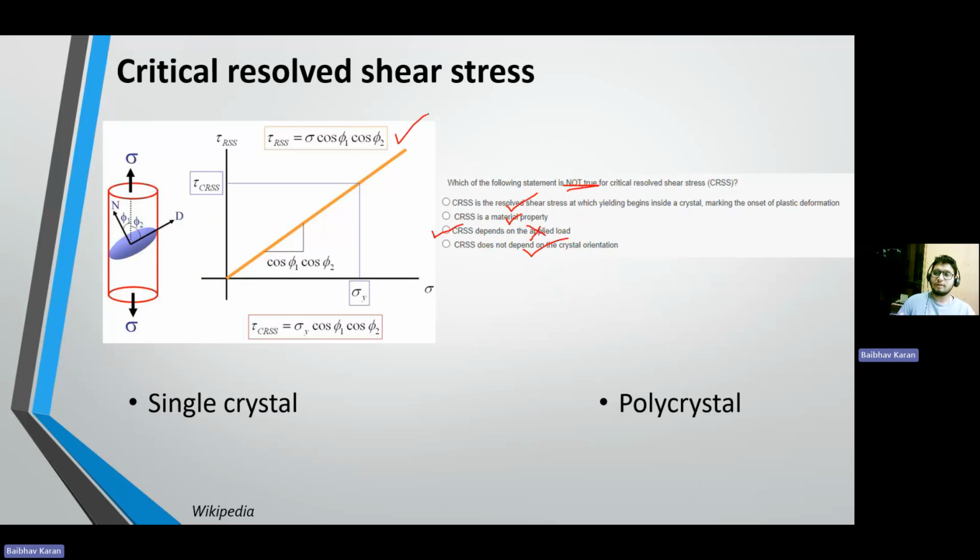So to find out on which slip system, which is the slip system of the material, on which the slip happens easily, it does not depend upon in which direction the crystal is oriented. If the crystal is oriented in some other direction, the slip will occur in that direction. But we need to find out which slip system crosses the CRSS value. So this is the only correct answer.